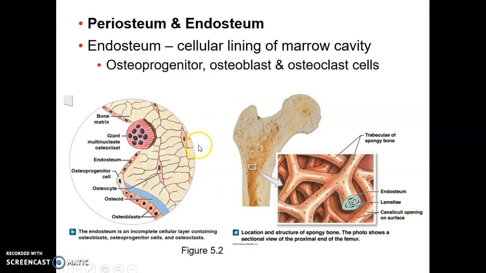And just like with the periosteum on the outer surface, the endosteum, the inner surface of the marrow cavity, has a population of osteoprogenitor, osteoblast, and osteoclast cells that do the same function as they do with the periosteum, differentiating into osteoblasts. Osteoblasts build bone material. If they get encased in bone material, they become osteocytes, and the osteoclasts resorb or dissolve solid bone material. So again, these populations of cells are involved in bone repair and bone reshaping or remodeling.